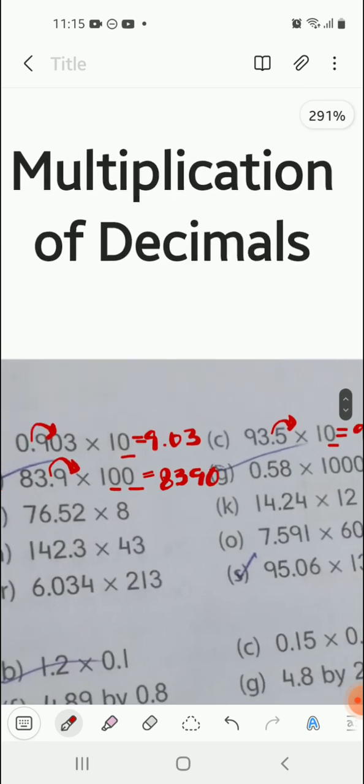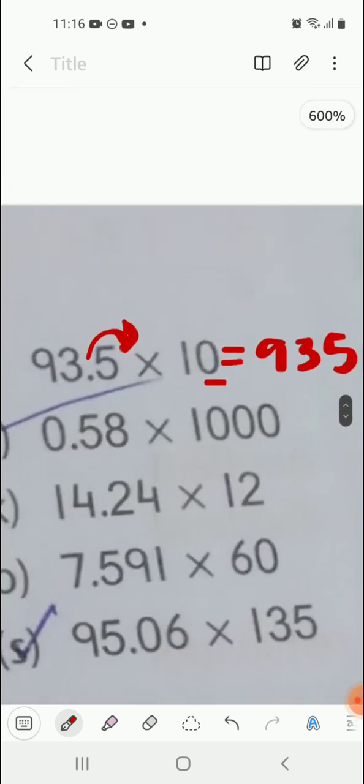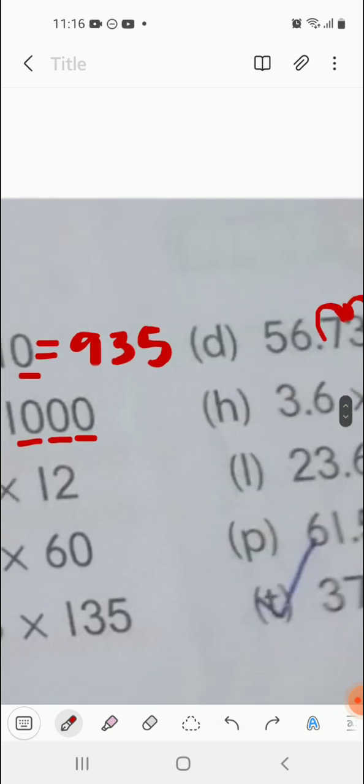Moving on, number G, 0.58 into 1000. You can see 1, 2, 3, three zeros. So it will shift once, twice. And for the third zero, we will insert a zero at the end of the number. So this becomes 580.